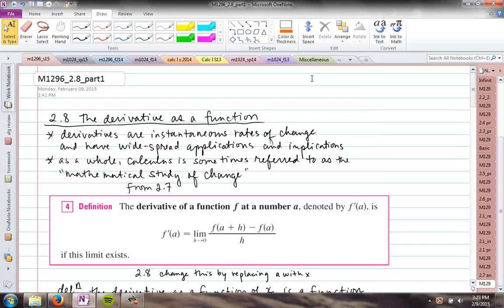2.8 is the derivative as a function. It says here derivatives are instantaneous rates of change and have widespread applications and implications. One application we've talked about already is the instantaneous velocity at a particular t equals a value.